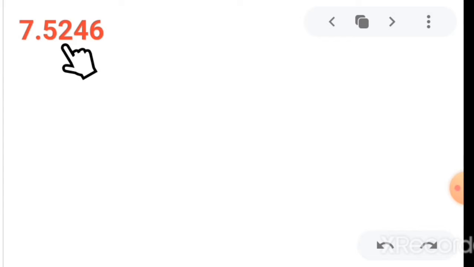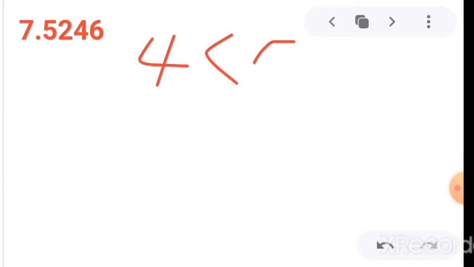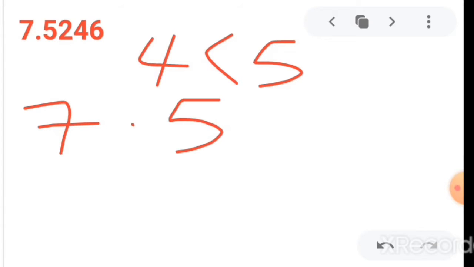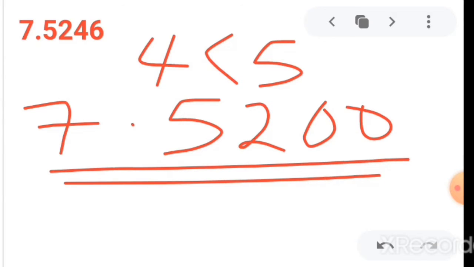Now, let us look at the number immediately after the second decimal place, which is 4. 4 is less than 5. So because 4 is less than 5, we round down. We round down by changing all the numbers after the second decimal place and replacing them with 0. So 7.5246 becomes 7.5200. And we have rounded down. Remember, you can just write 7.52 without including the zeros after it.